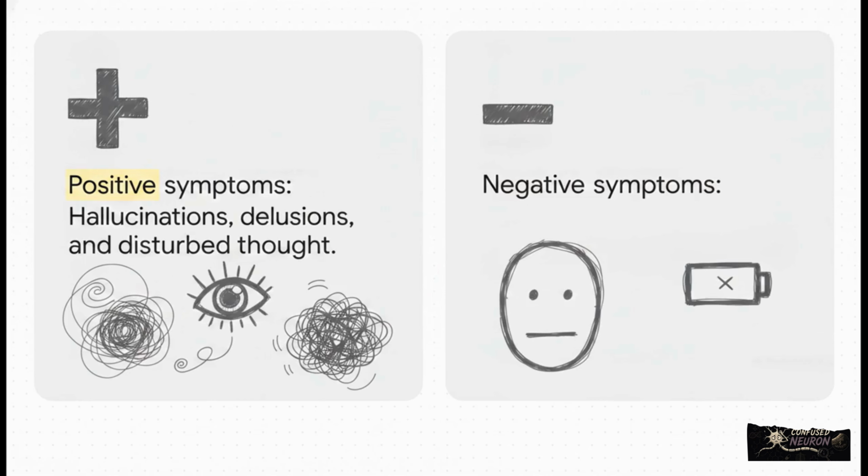So picture drawing a massive plus sign on one side of your mental whiteboard and a big minus sign on the other. Schizophrenia divides cleanly into positive symptoms that add things to reality, like hallucinations, delusions, and disturbed thoughts, and negative symptoms that subtract from normal human function, things like a blunted affect, apathy, and impaired attention.